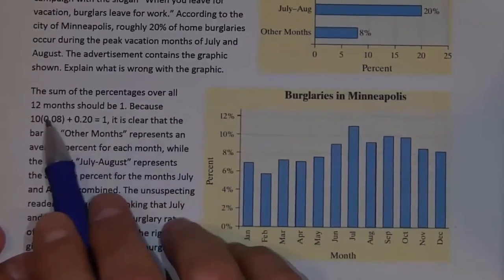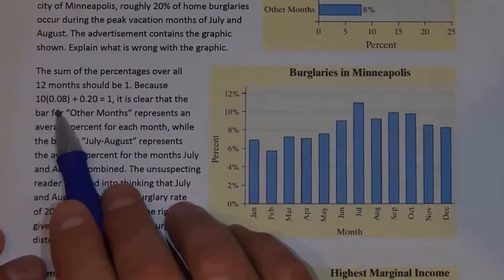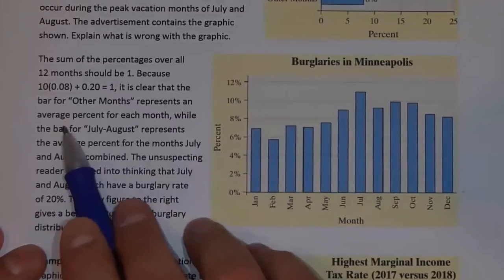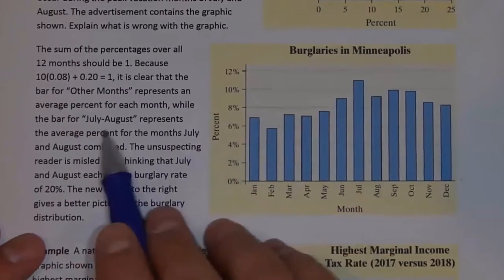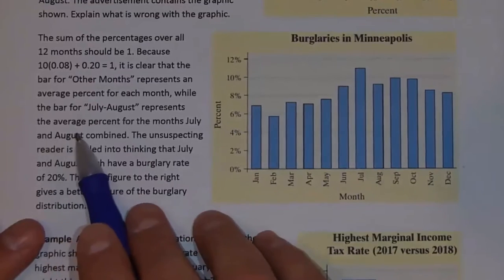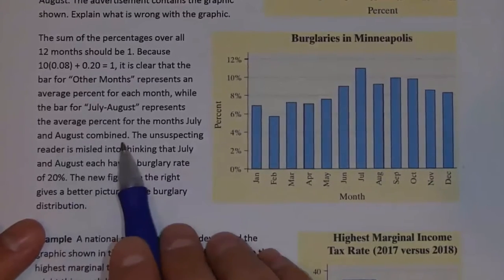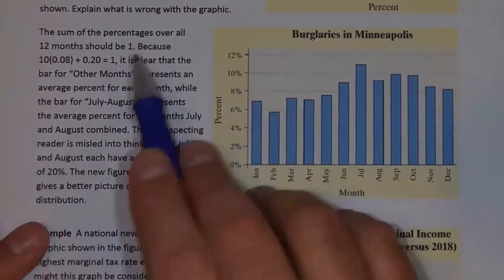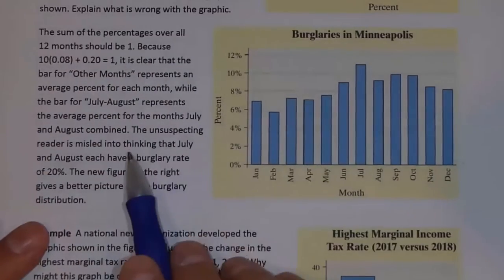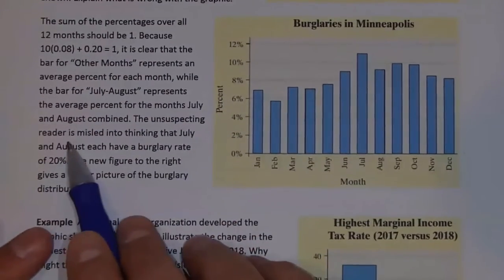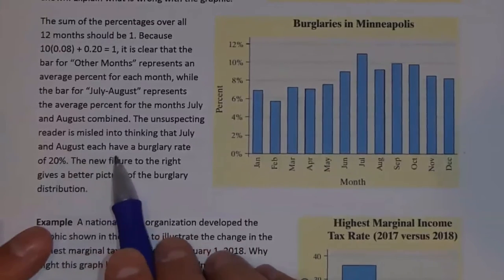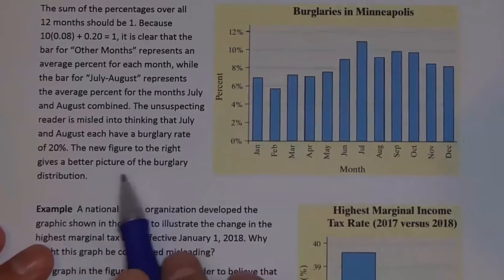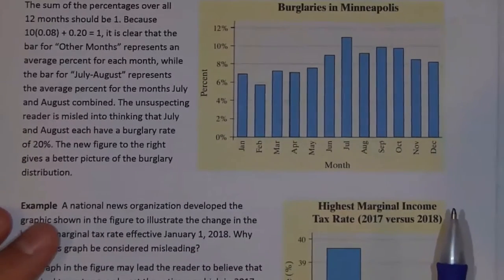So the sum of the percentages over all 12 months should be 1. Because 10 times 0.08 plus 0.20 equals 1, it's clear that the bar for other months represents an average percent for each month, while the bar for July and August represents the percent for the months of July and August combined. So again, that's a total percentage compared to an average of the averages, which is unfair. The unsuspecting reader is misled into thinking that July and August each have a burglary rate of 20%. The new figure to the right gives a better picture of the burglary distribution.